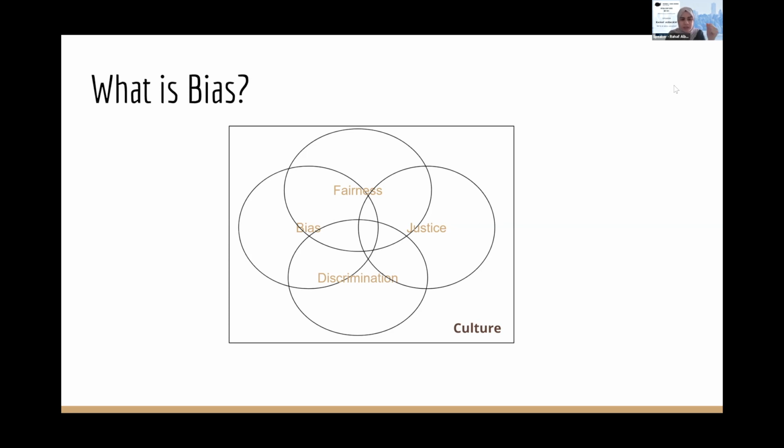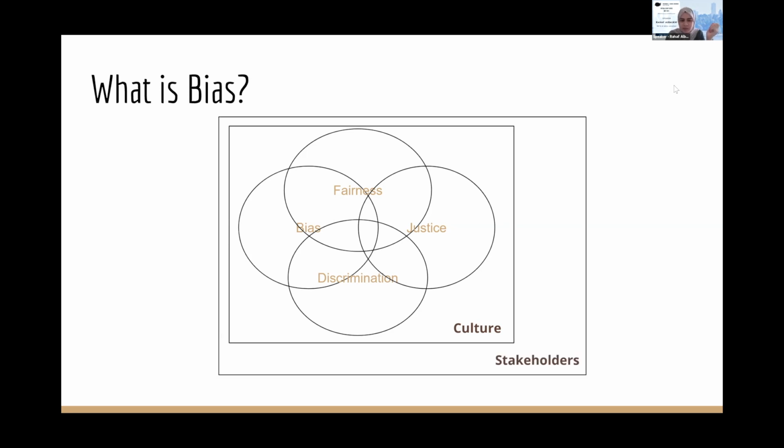To add to that, another factor that we need to take into consideration is the point of view of the stakeholders. So all of these four entities and the culture would need to be seen from the point of view of the stakeholder.